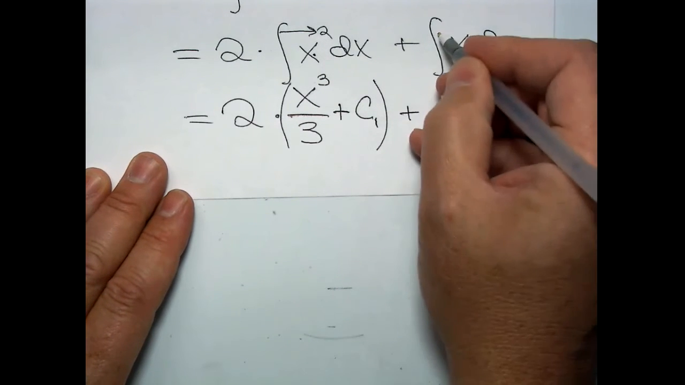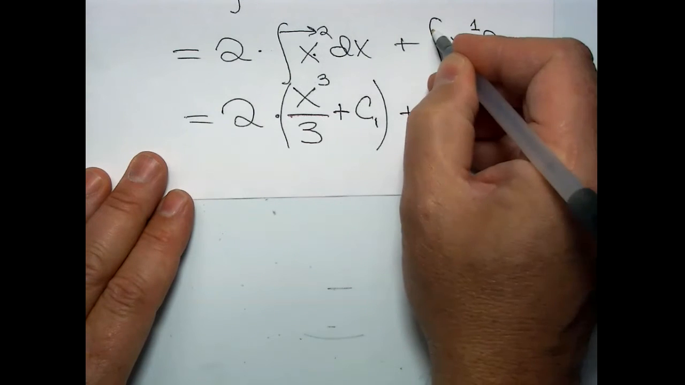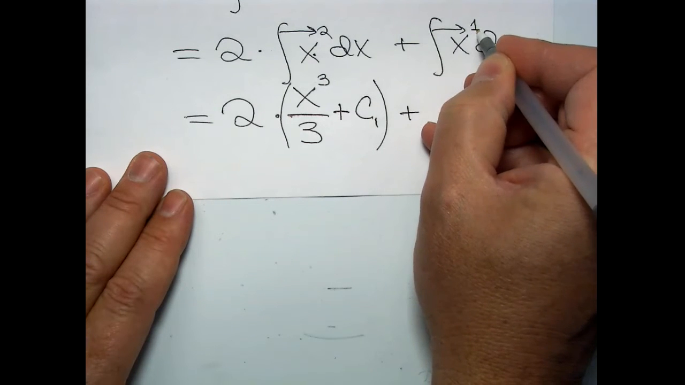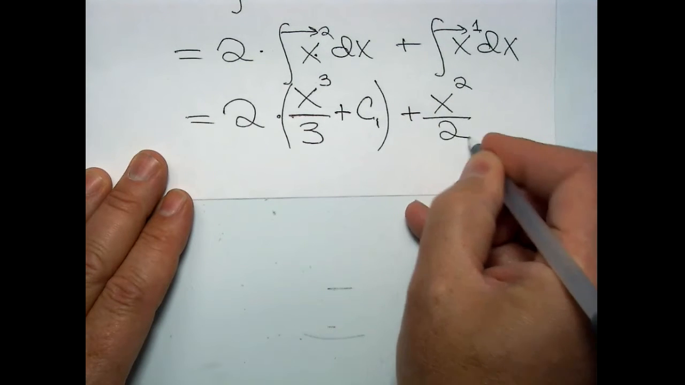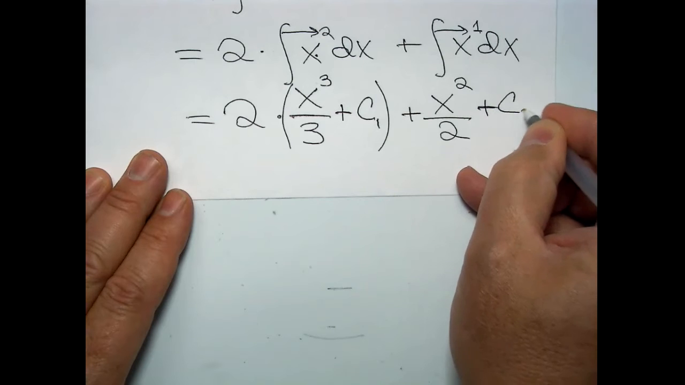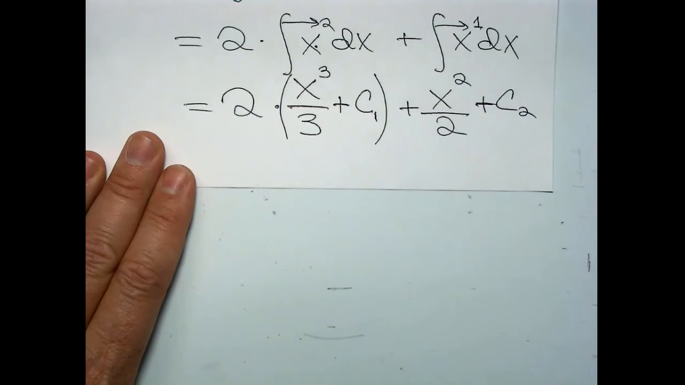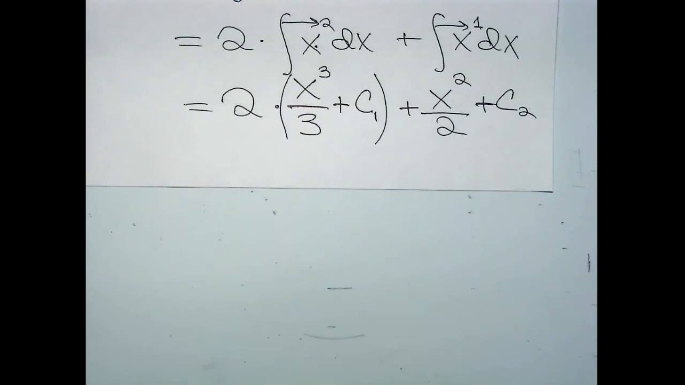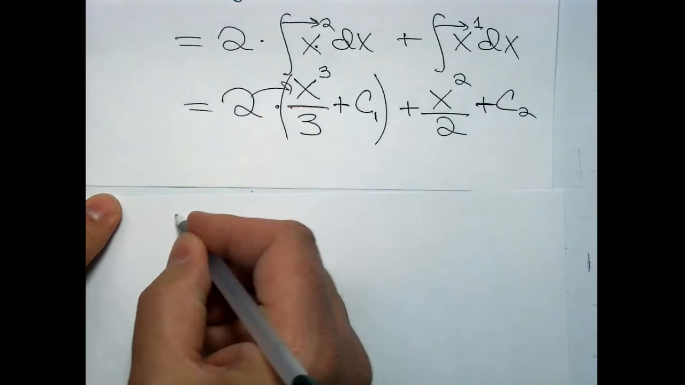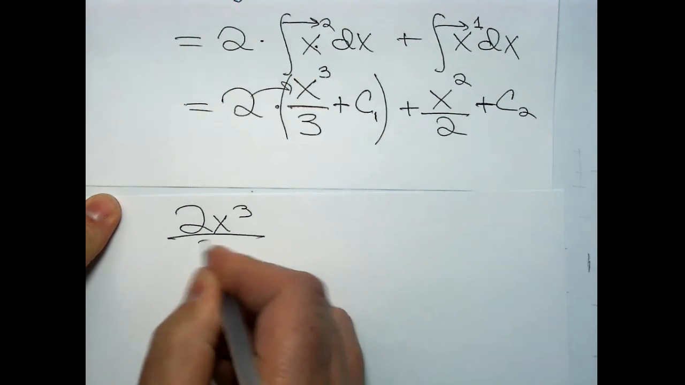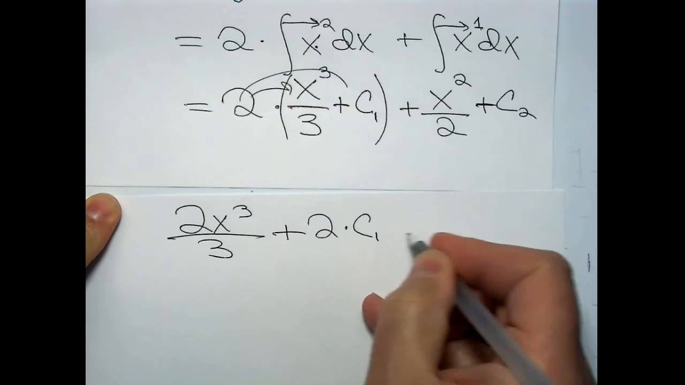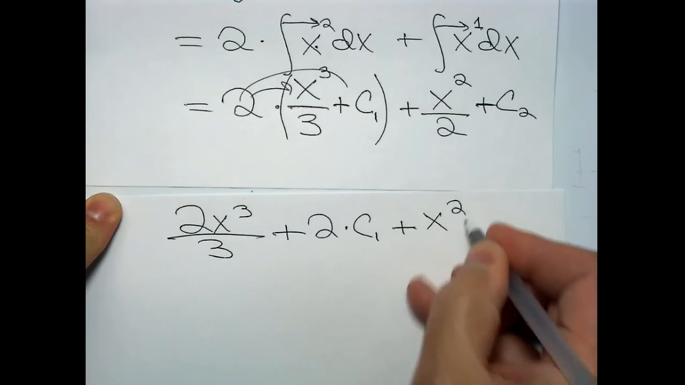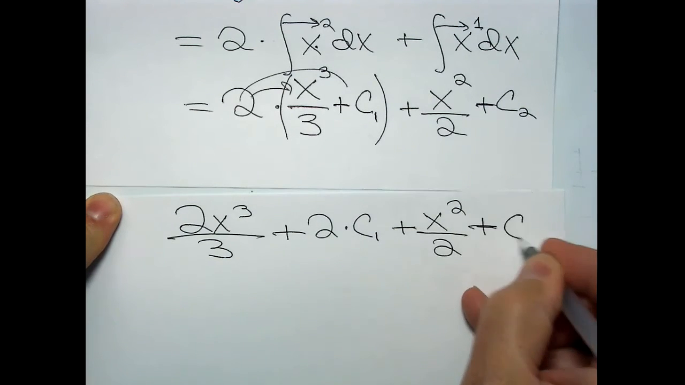Now, over here, what power do we have? Well, this is x to the 1 power, so the antiderivative looks at that and says the rules are that you add 1 to the exponent and you divide by the new exponent, and we'll produce a different constant of integration, C2. So we do have two different constants involved here. Let's multiply this one out. This is 2x cubed over 3 plus 2 times whatever that constant of integration was, x squared over 2 plus C2.